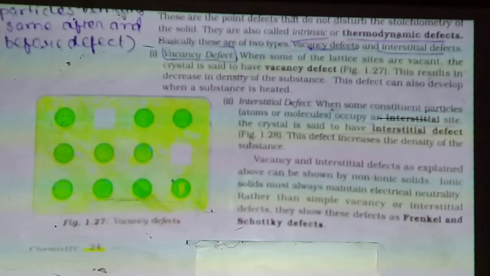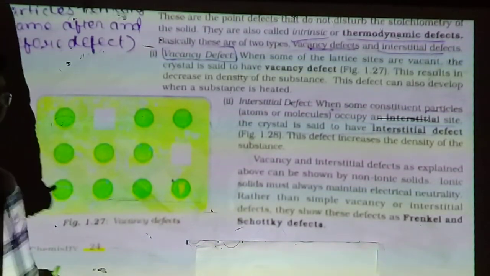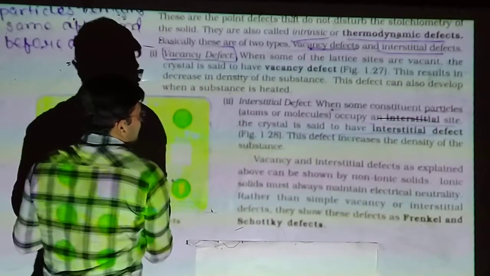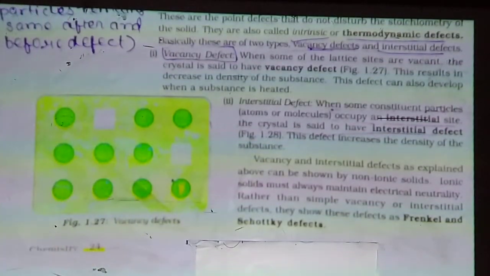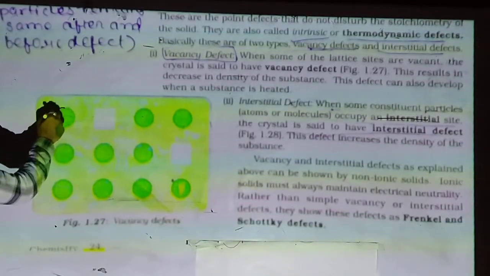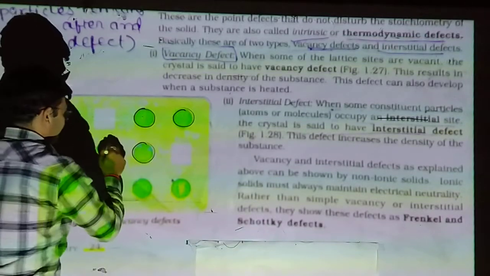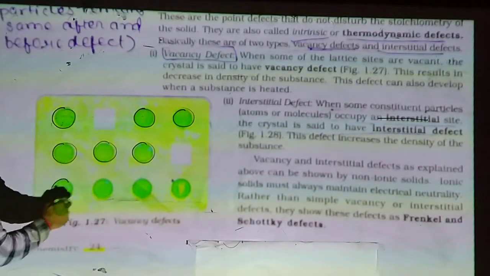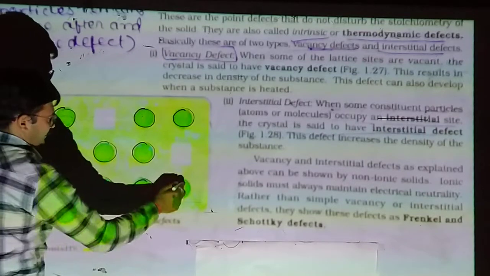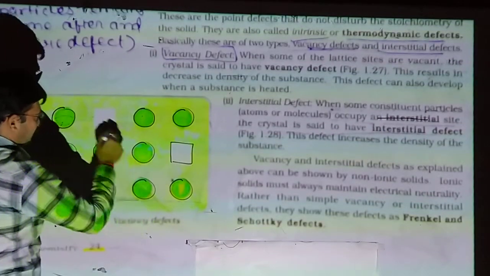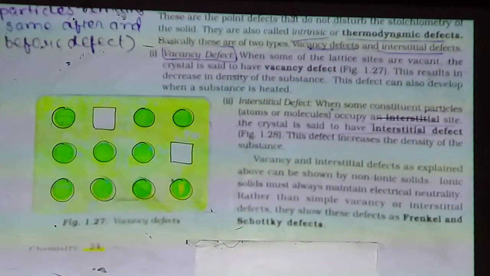This results in a decrease in the density of the substance. This defect can also develop when a substance is heated. You can see some spheres are missing from the crystal after heating. So some blank portion appears in your diagram. That is vacancy.